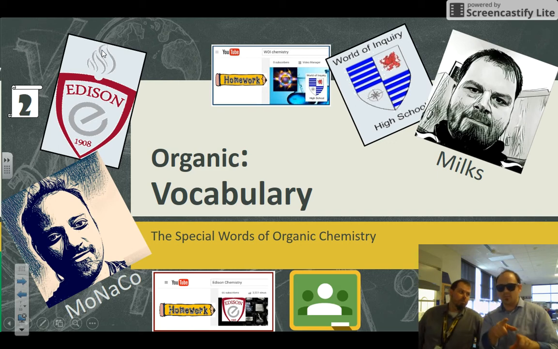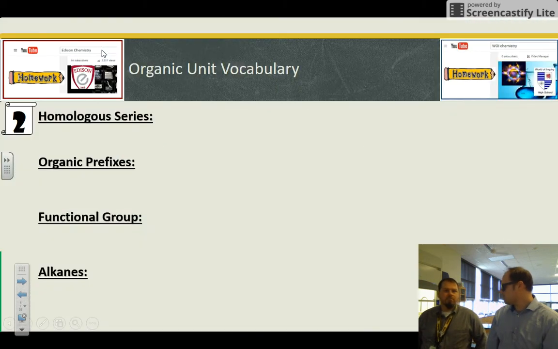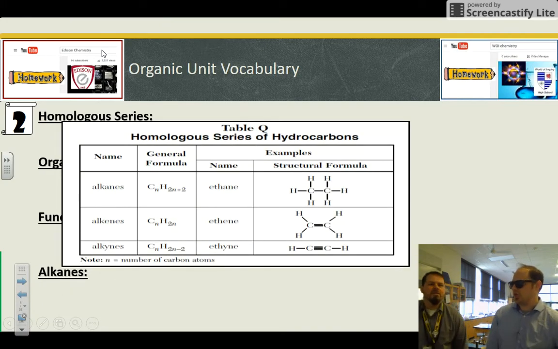Vocabulary. Here it comes. For organic, 20 words. Ready for your quiz. Bust them out. Here we go. Homologous series, or homologous series of hydrocarbons.